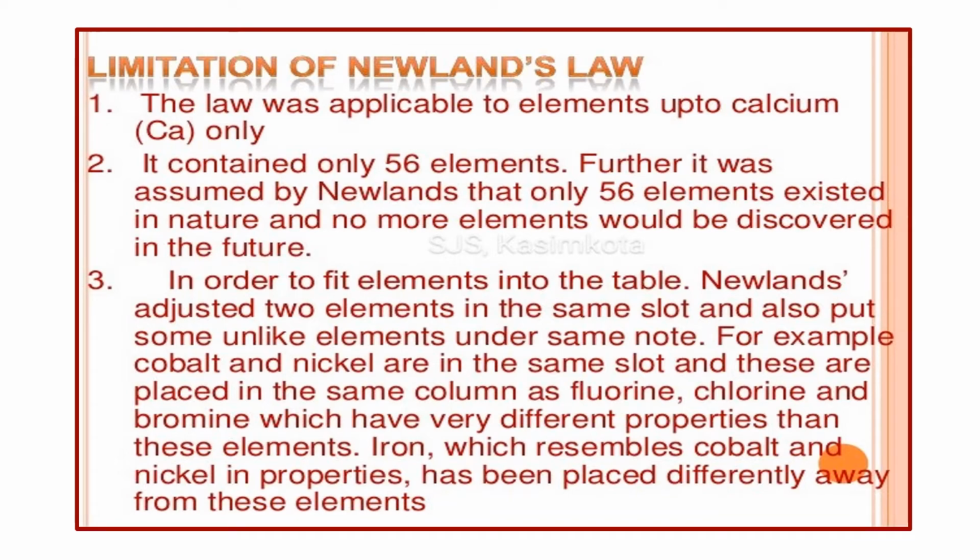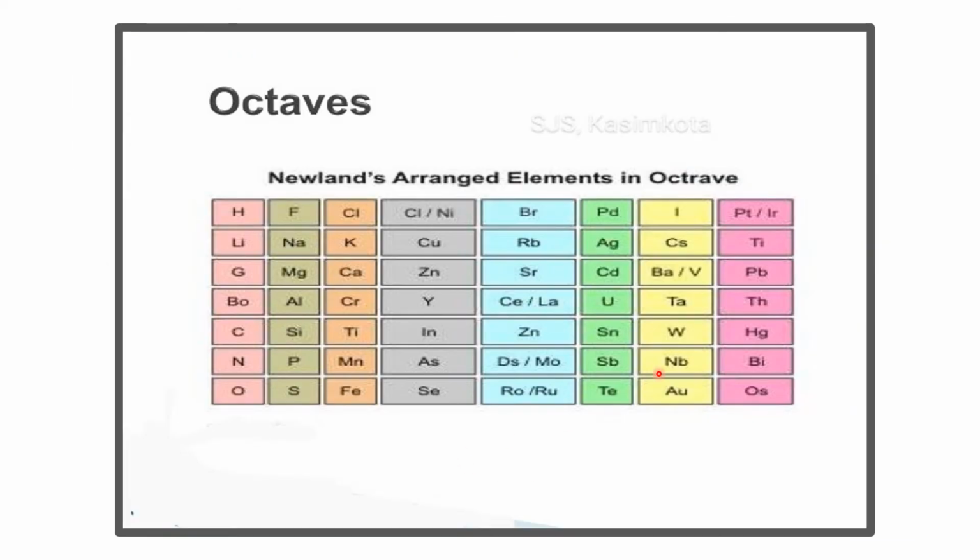So here is the table of 56 elements, 1, 2, 3, 4, 5, 6, 7, 8, and this is 1, 2, 3, 4, 5, 6, 7. So 8 sevens are 56. So here he has arranged all these elements. You can see here, that is nickel is placed in the same slot with bromine, chlorine and fluorine. So these are known as halogens. Fluorine, chlorine, bromine are known as halogens, but cobalt and nickel are placed along with this group. So this is one drawback.